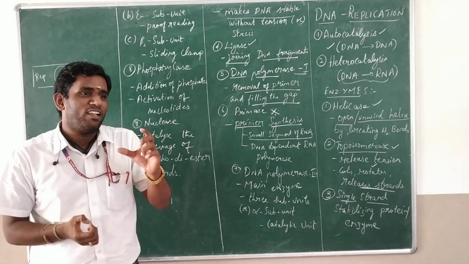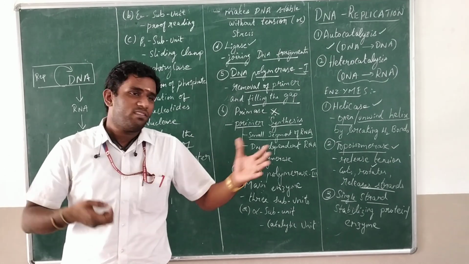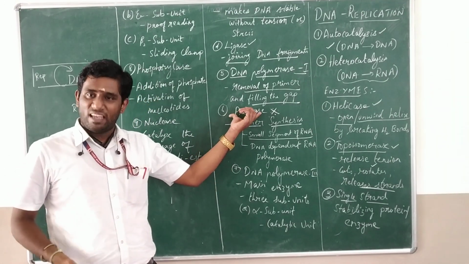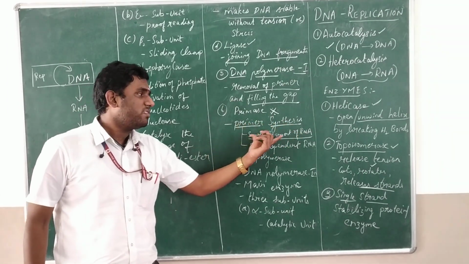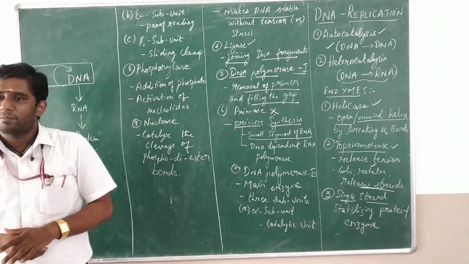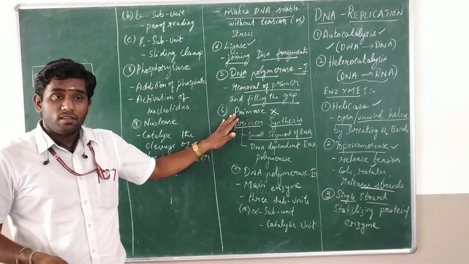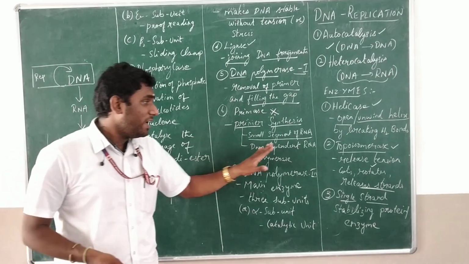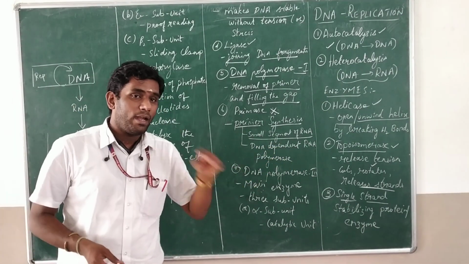This primer is the first thing that gets attached to the DNA strand during replication. So how does it come? We'll see in the process. So this primase is the enzyme which facilitates the primer synthesis, and this primer is a small segment of RNA. Is it clear? Now go to the next step. This primase is actually called DNA dependent RNA polymerase.